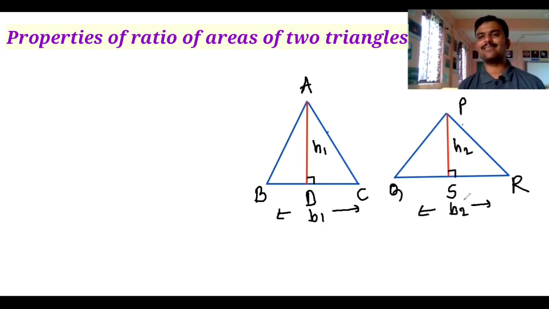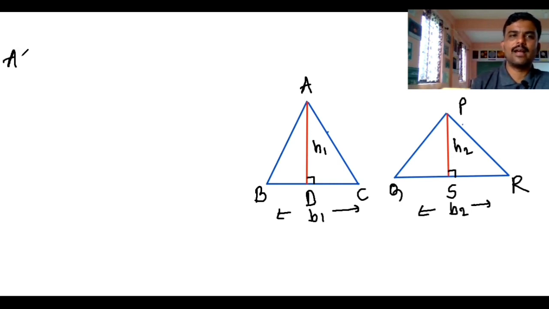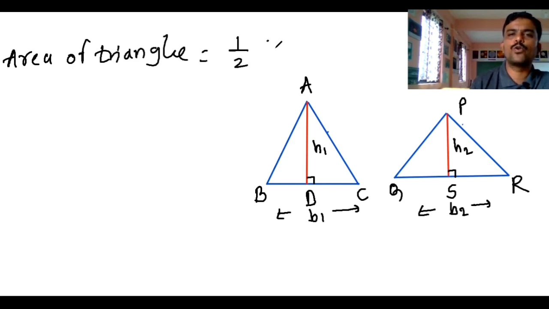For the second triangle, the height is H2 and the base is B2. For the first triangle, it is B1 and H1. Dear student, we already know that the area of a triangle is, we know that the formula is 1/2 into base into height.